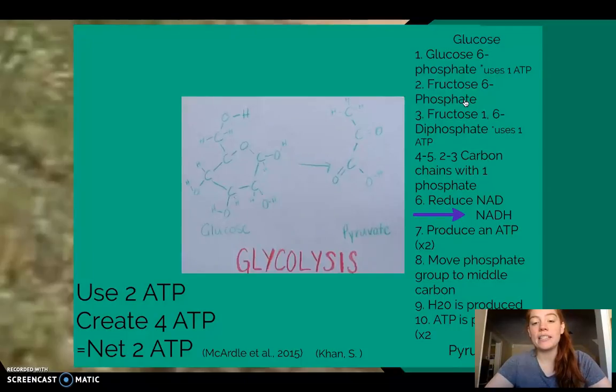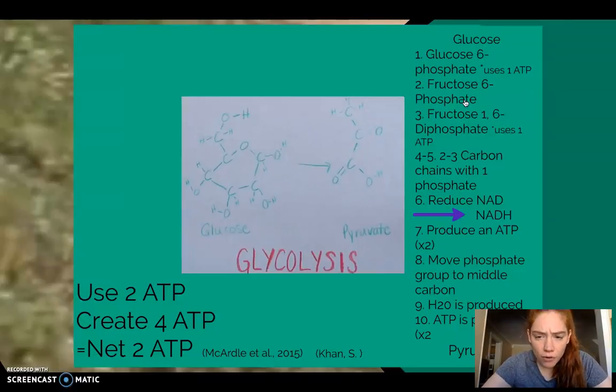Glycolysis is all run by different enzymes. They start different processes and keep them going. So we start off, the first enzyme produces glucose 6-phosphate, which also uses 1 ATP. So we have a phosphoryl group which bonds to this glucose on our left. The second enzyme produces fructose 6-phosphate. The third enzyme produces fructose 1,6-diphosphate, and that also uses an ATP. So now, if you're following, we have used 2 ATPs, and that's all that we'll be using for this glycolysis, and we've already used them.